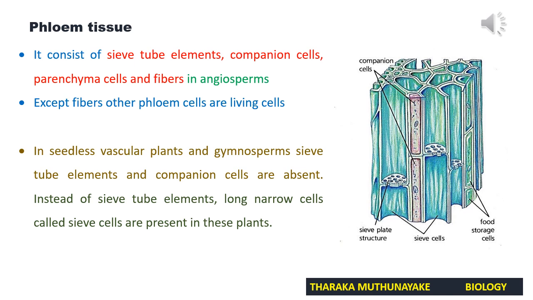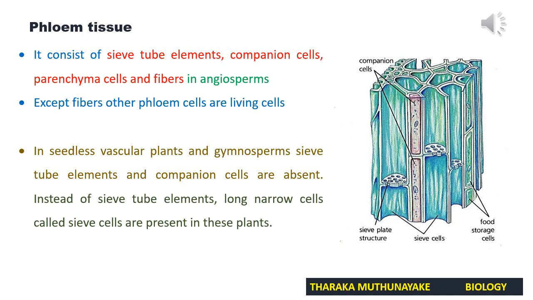Finally, we are moving to phloem tissue. So what are the cell types found in phloem tissue? In angiosperms, phloem tissue consists of sieve tube elements. So remember here, a sieve tube element is a single cell. Then second one, companion cells. Third, parenchyma cells. And fibers. These are sclerenchyma fibers. Except fibers, other phloem cells are living cells. It's a known fact.